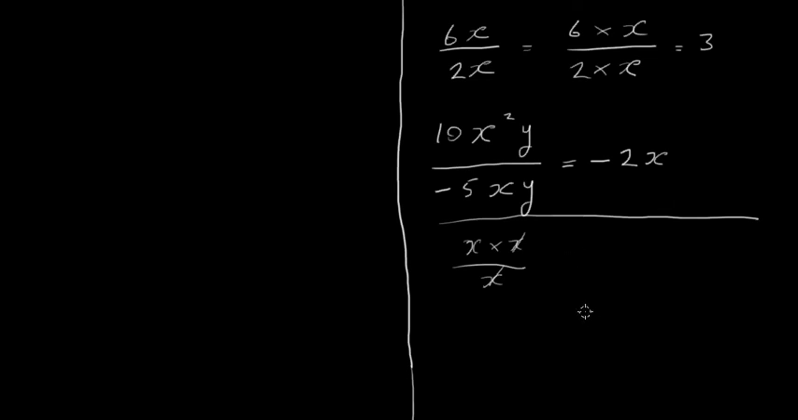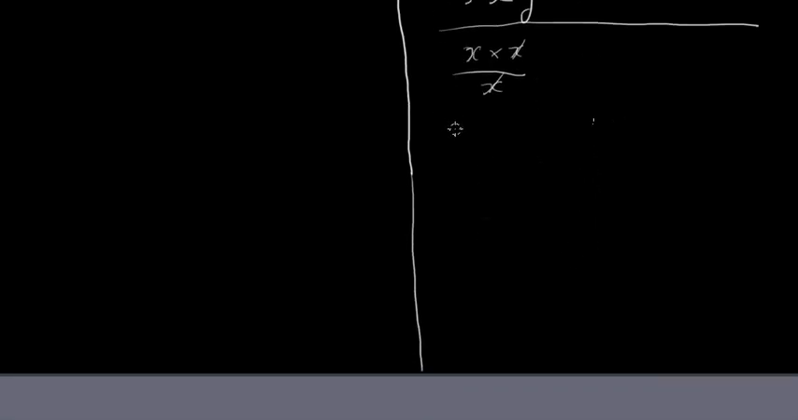Just take one more example and we'll finish up then. Let's take 15x squared yz divided by 3xz. So in this case we'll actually make this a minus here on top. So we're dividing minus 15x squared yz by plus 3xz.